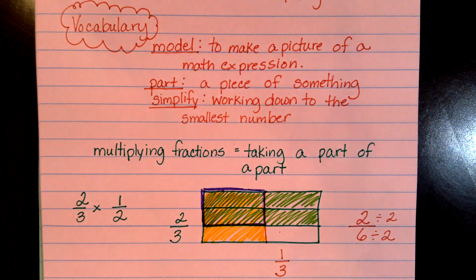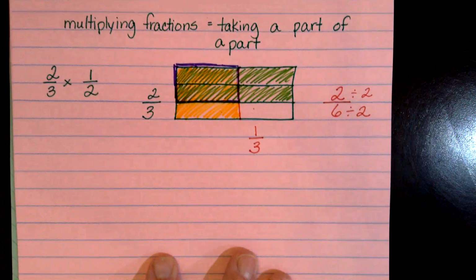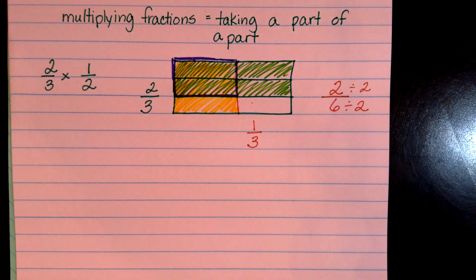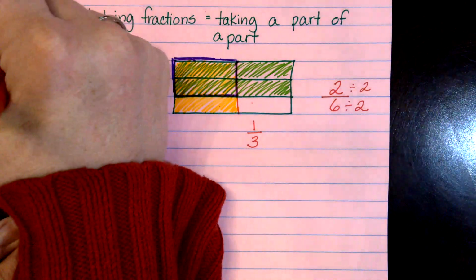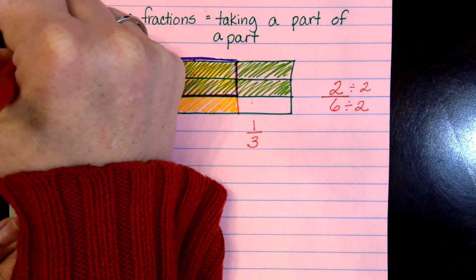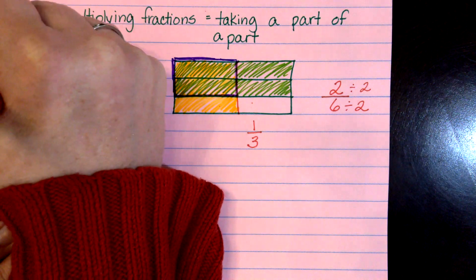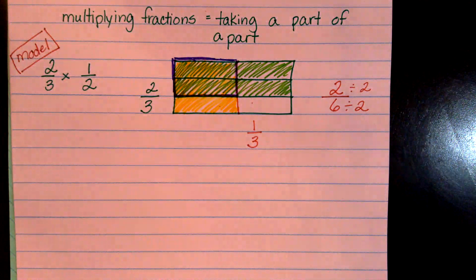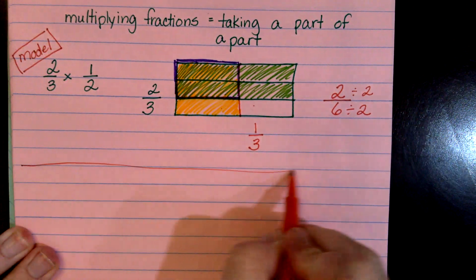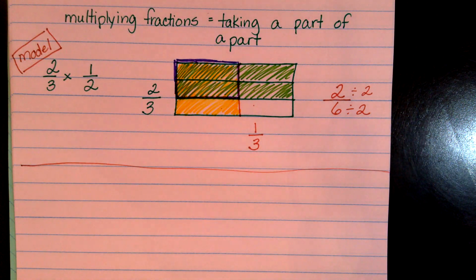Now, an easy way to do this with numbers and to get the algorithm is to go ahead and multiply the numerators, multiply the denominators, and then simplify the answer. So modeling was strategy number 1. And the algorithm is strategy number 2. And so we are going to now talk about what it looks like to multiply fractions by fractions using just the numbers.